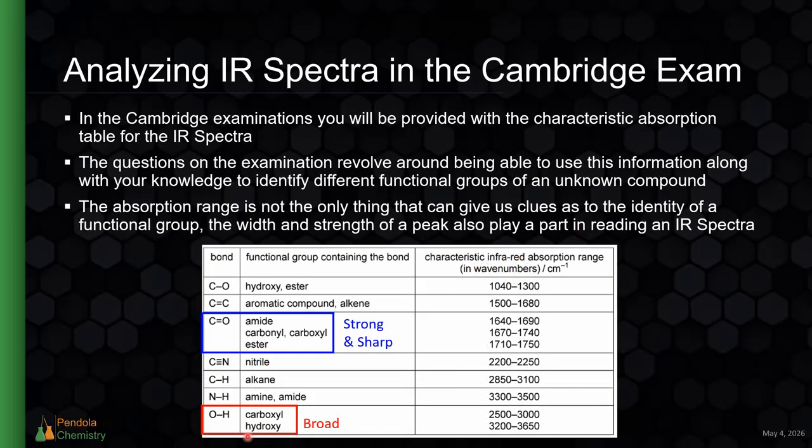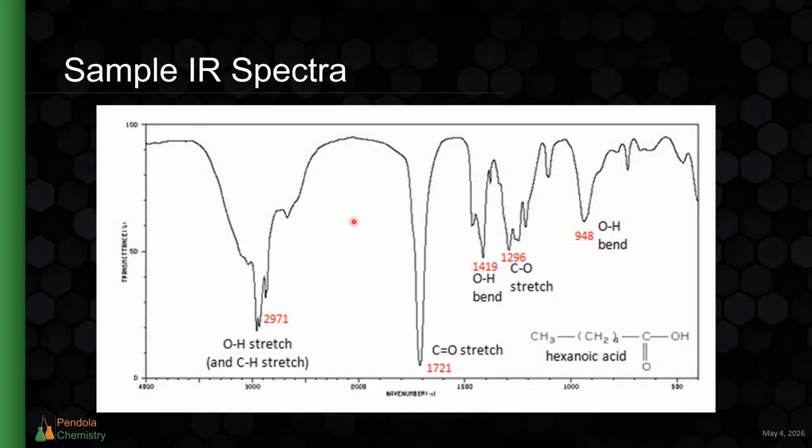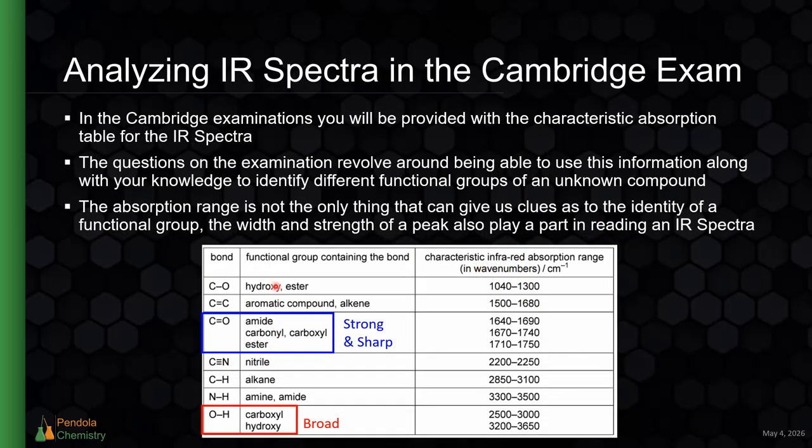On the other hand, a carboxylic acid OH is very broad. And we see that right here as well, where this peak, the 2971 peak, is not just a narrow peak, it's a very broad peak. It goes for a long time, it's very wide, versus that deep and strong peak we get for the CO stretch. So that's one of the things that you have to start to realize, is that not just looking at where the peaks are, but what do they look like?